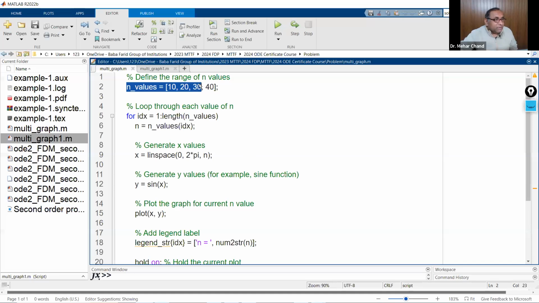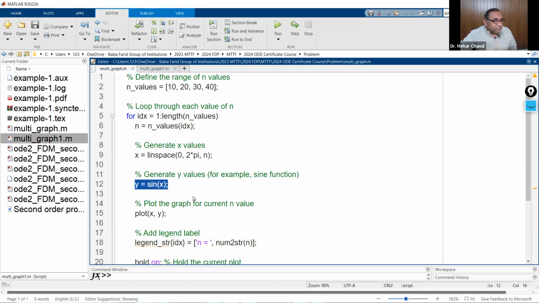So for this we have to apply the loop. Here is the loop: idx is equal to 1 to length of n values. So this will pass 10, then 20, 30, and 40 from this n values vector. And this is the linspace, and all these values will be stored at this place. When n is equal to 10, this will generate 10 points. Then 20 will pass and generate 20 points, then 30 and 40.